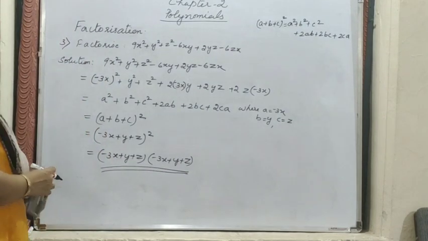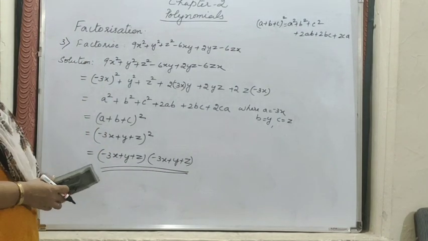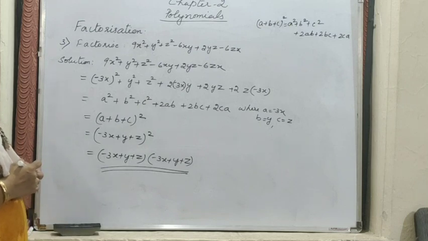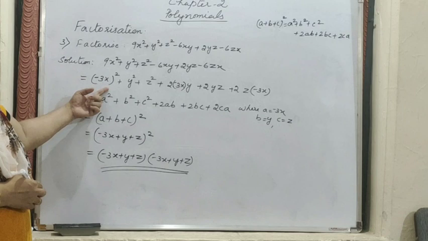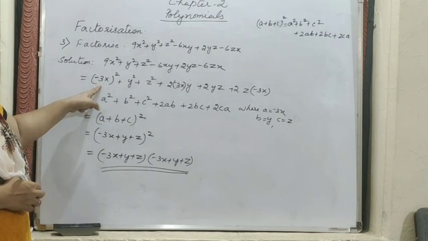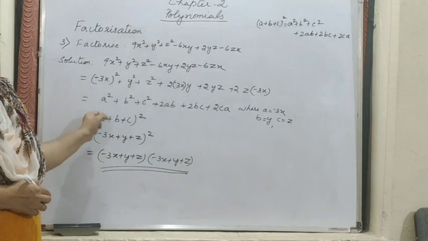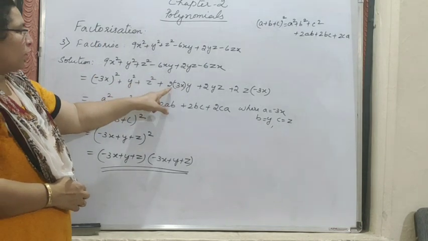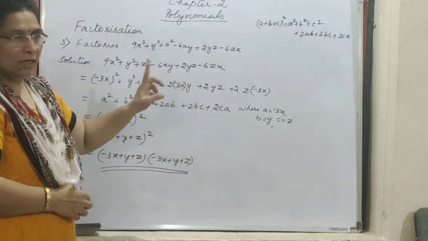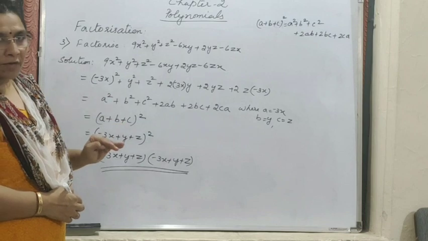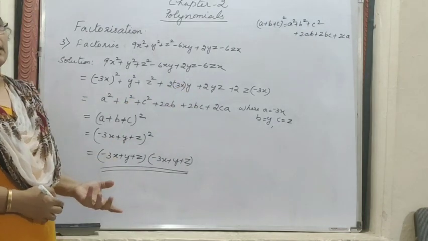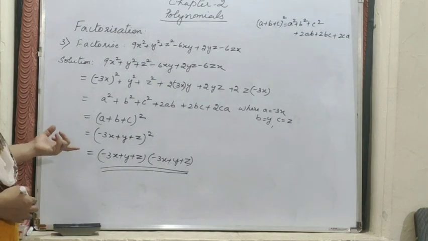Once again I'll explain this one. 9x square plus y square plus z square minus 6xy plus 2yz minus 6zx. So that should be written in the square form, that is 3x whole square, y square, plus z square. Why this minus came means after doing this only we have to make the change. So I have written 2 into 3x into y. Since minus is required here as well as here, what I did is identify the common variable, which is x. So x sign we made it negative, right? So we got negative as x there.